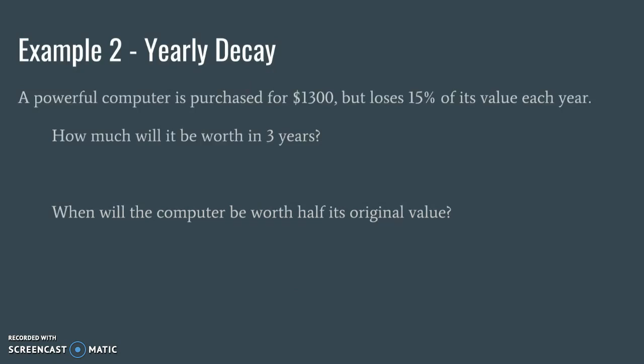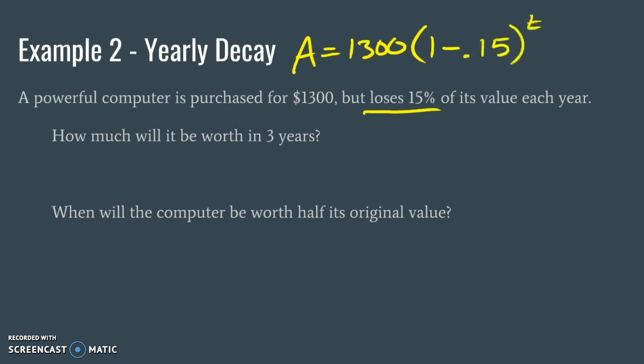In this example, a powerful computer is being purchased for $1,300, but it loses value at 15% every year. So the formula is going to be practically the same. We have a final value equaling initial value, but instead of adding the rate, we're going to subtract the rate: 1 minus 15%, or 0.15, to the t power.